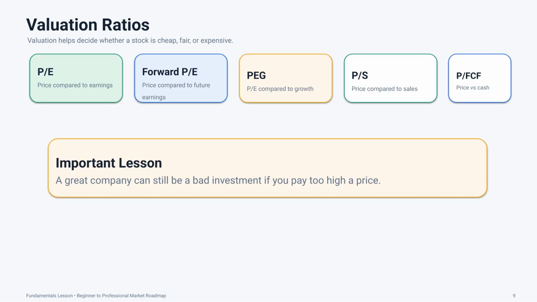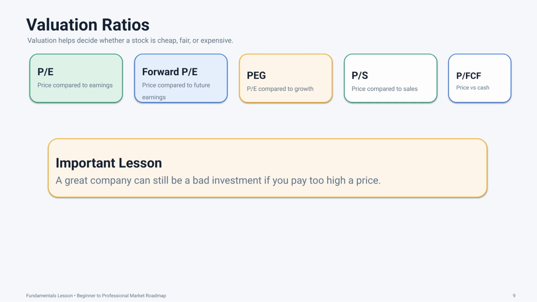Valuation ratios help us understand whether a stock is cheap, fair, or expensive compared to the company's business numbers. A company can be excellent, but if the stock price is too high, it may still be a bad investment. That is why valuation matters. P/E ratio compares the stock price to the company's earnings. It helps us see how much investors are paying for each dollar of profit. Forward P/E compares the stock price to expected future earnings. This is useful because the market usually looks forward, not backward.